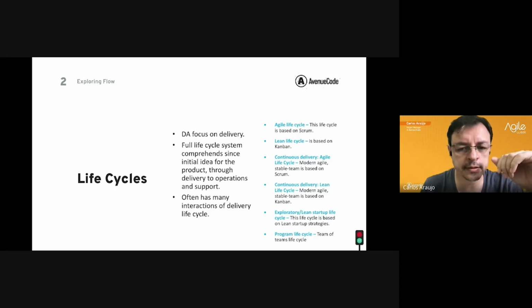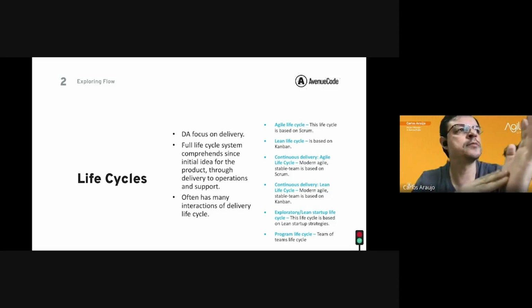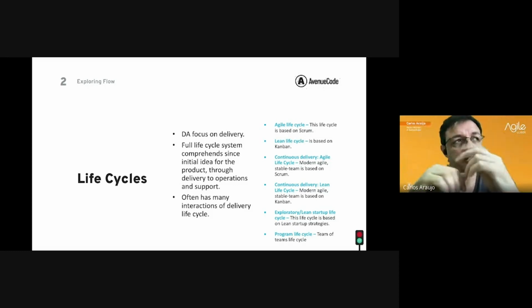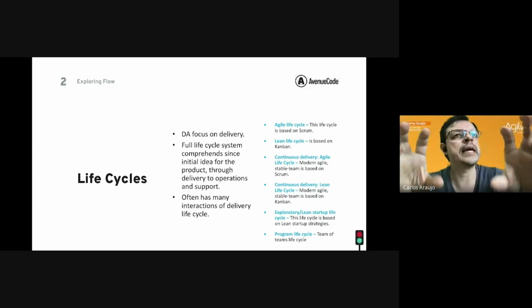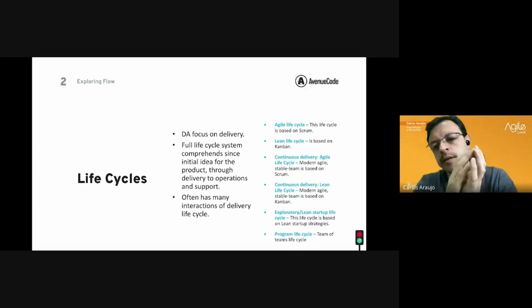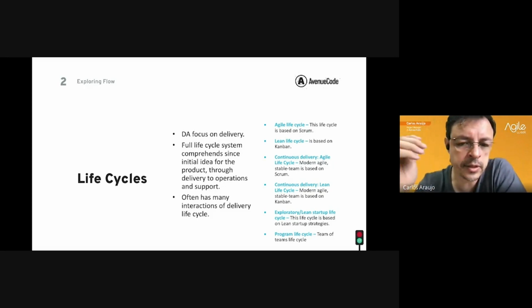The six life cycles we have are based on Scrum, Lean, and Kanban. One thing that is very important is that DA came from Lean. It was designed using many concepts of Lean, but it doesn't mean that it's only Lean.